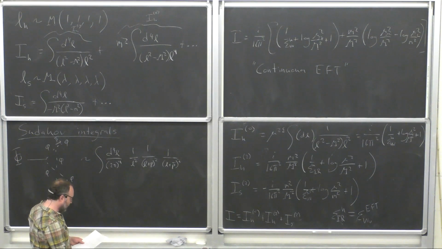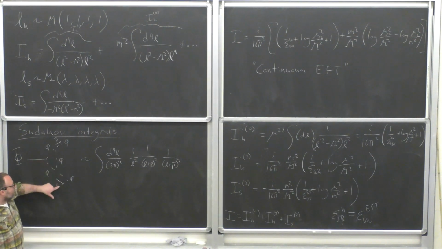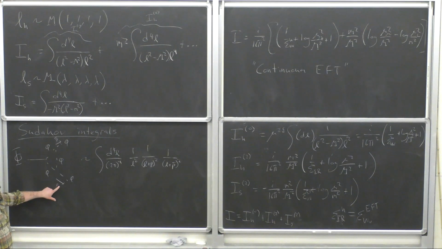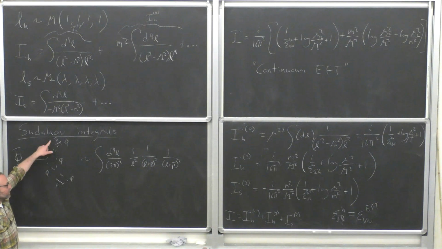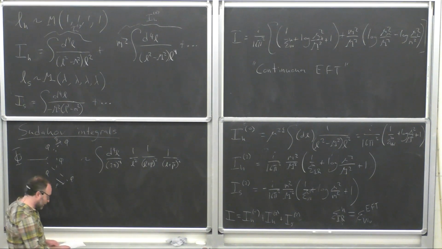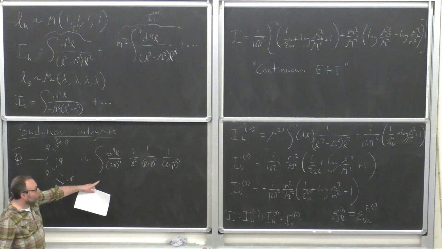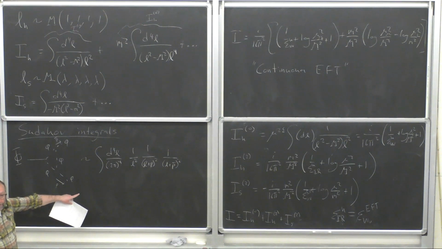We can regulate the IR divergence by adding a small mass, which is probably what you did in QED, or we can regulate it by taking these legs a little bit off shell. So that's what I'll do here, okay? So I'll have P squared and P bar squared non-zero, even though they're massless particles, okay? And the claim is that I can decompose this integral using the method of regions.